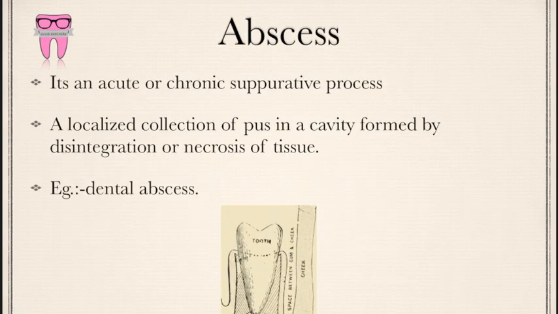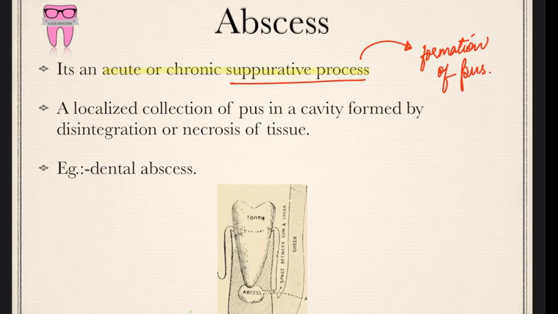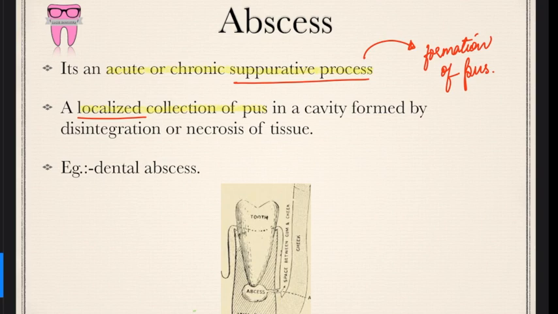Coming to the next lesion, which is present below the level of the mucosa, is abscess. Abscess, it's an acute or chronic suppurative process. Now, what do you understand by the term suppurative process? It's a process which results in the formation of pus. It's a localized collection of pus. This is very important. Abscess is always localized. Localized collection of pus in a cavity formed by disintegration or degradation or necrosis of tissue.